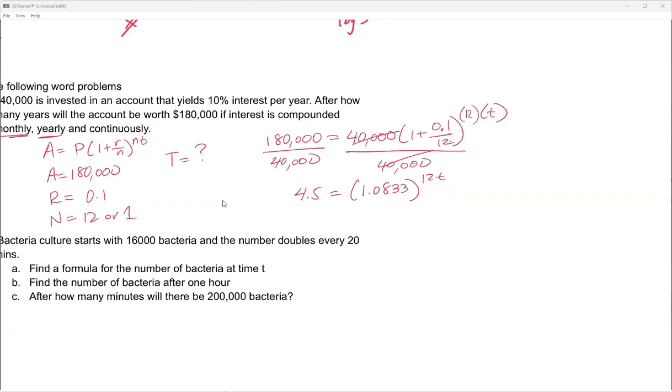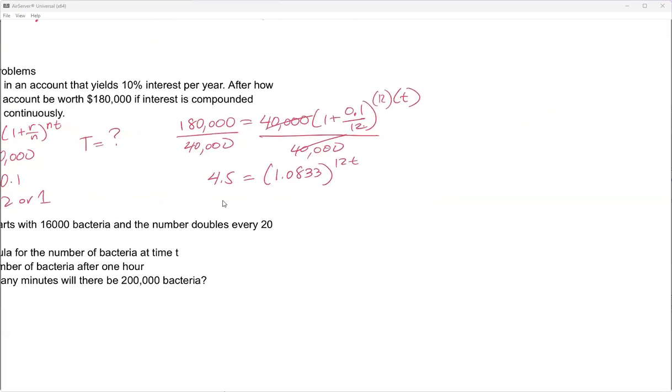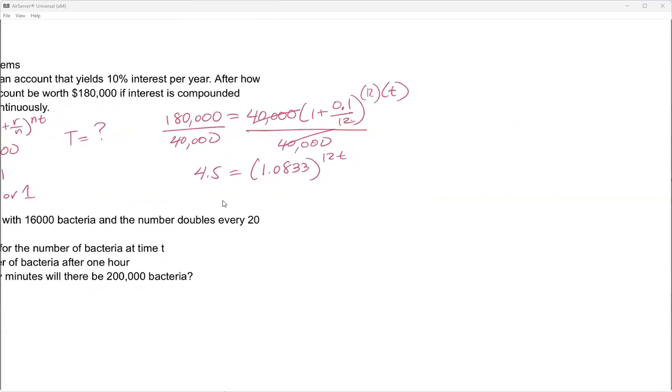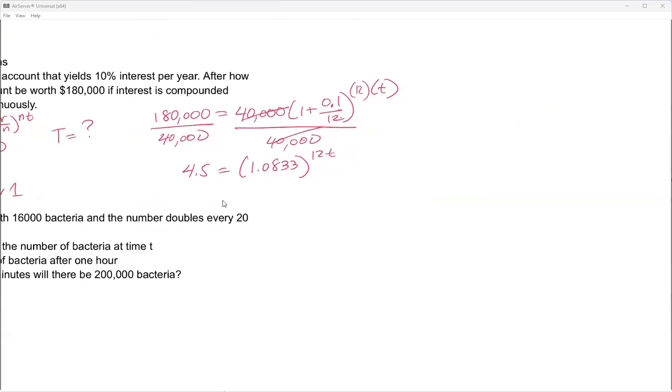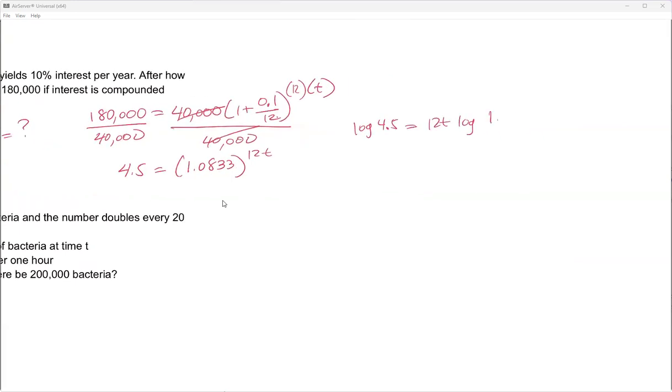So what do you do here after this? What do you do after this? Yep, log both sides. Okay, can we put the phone away, please? Or your calculator? Log both sides here. Log 4.5 is equal to 12t, and then log, I skipped that step, 1.0833. I just put the 12t in front. Divide both sides by log 1.0833.